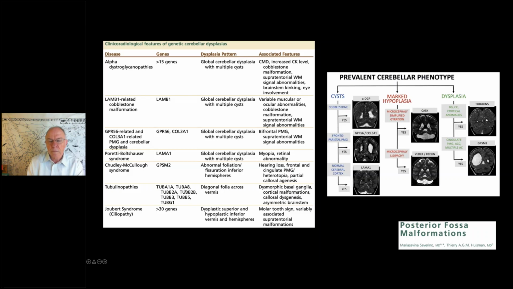Tubulinopathies, again, the basal ganglia changes are not typical of tubulinopathies, and also the brainstem is slightly asymmetrical on the axial, which is not seen in our case. Joubert, again, I could not appreciate any molar tooth appearance or mild molar tooth appearance, which is commonly seen in the Jouberts.